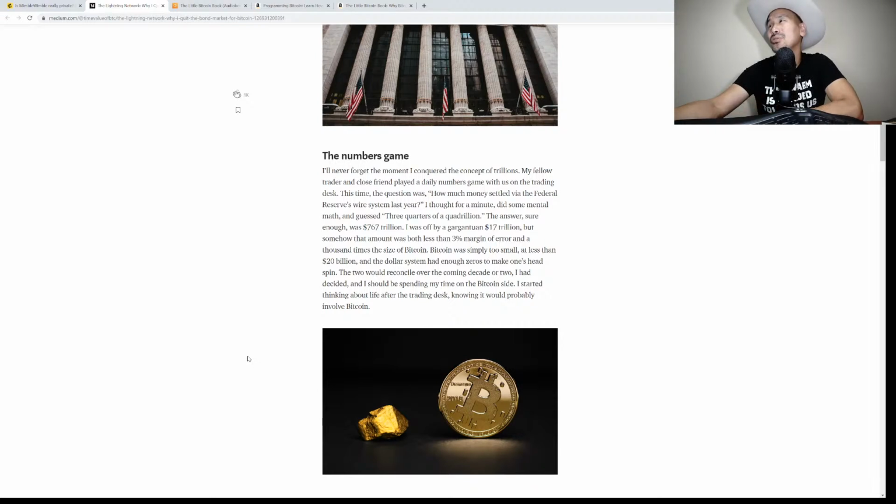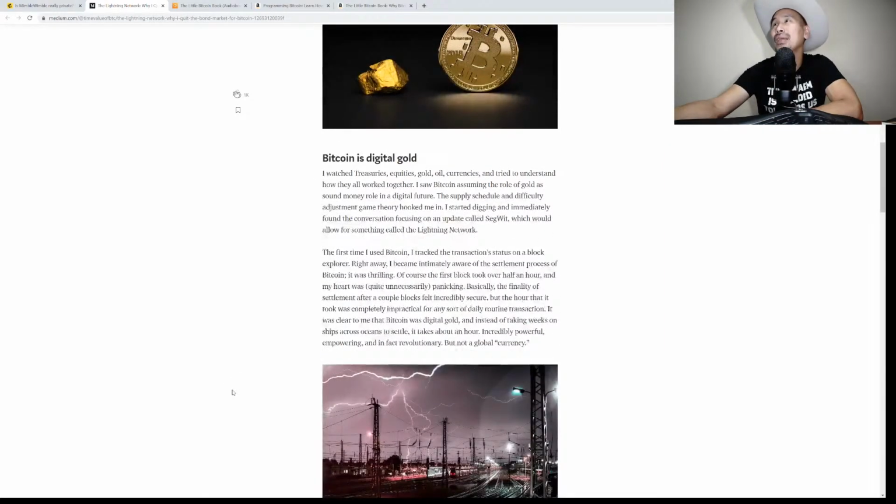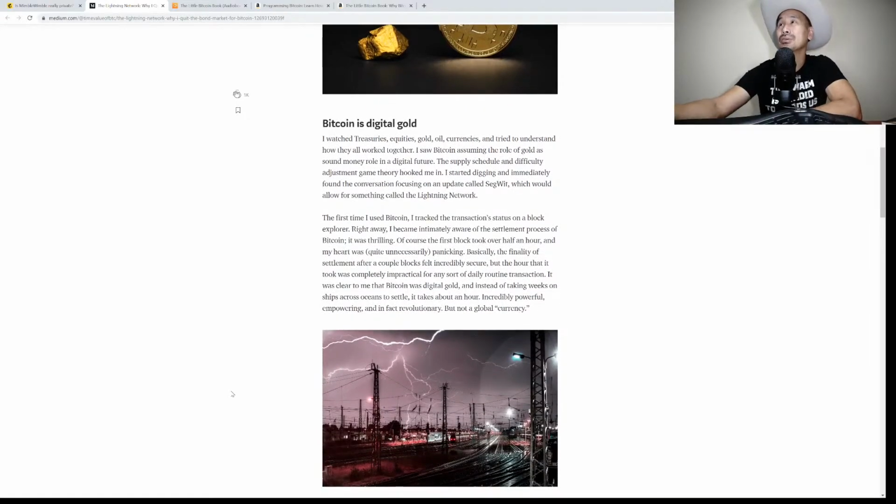Bitcoin was simply too small at less than 20 billion, and the dollar system had enough zeros to make one's head spin. The two would reconcile over the coming decade or two, I had decided, and I should be spending my time on the Bitcoin side. I started thinking about life after the trading desk, knowing it would probably involve Bitcoin. Bitcoin is digital gold. I watched treasuries, equities, gold, oil, currencies, and tried to understand how they all work together. I saw Bitcoin assuming the role of gold as a sound money role in the digital future. The supply schedule and difficulty adjustment game theory hooked me in.